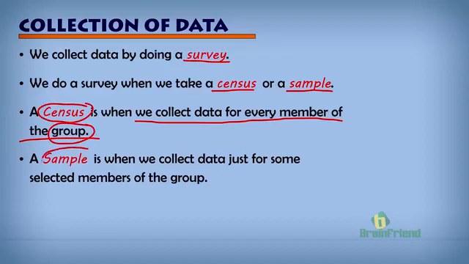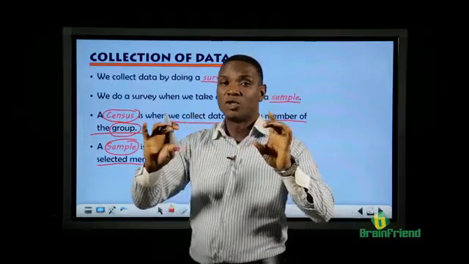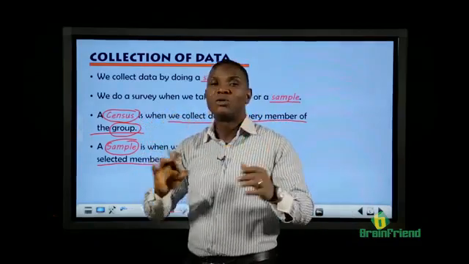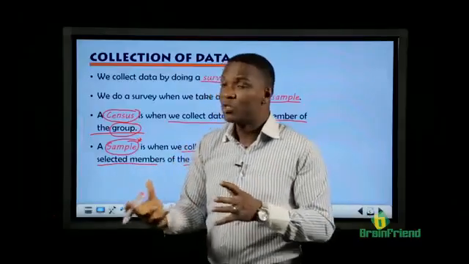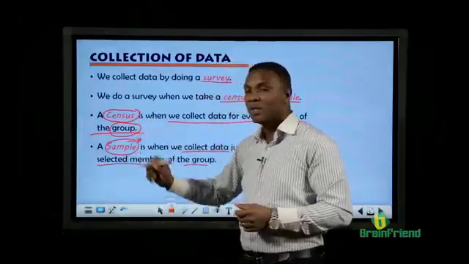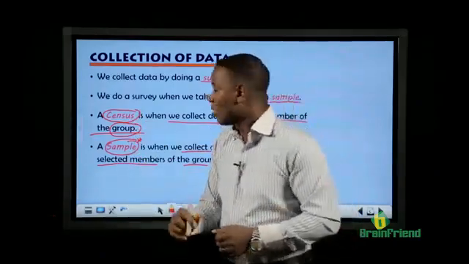But when I take a sample, it is simply collecting data for just some selected members. So instead of going through JSS 3A, 3B, and 3C, I simply select JSS 3B, for instance, and I ask them my question, what is your favorite sport? I get all the information, and I use that information as a general statement for all JSS 3 students. When I do that, that is called a sample. So again, there are 2 ways of collecting data. One is the census, while one is the sample method. All right, let's go on.